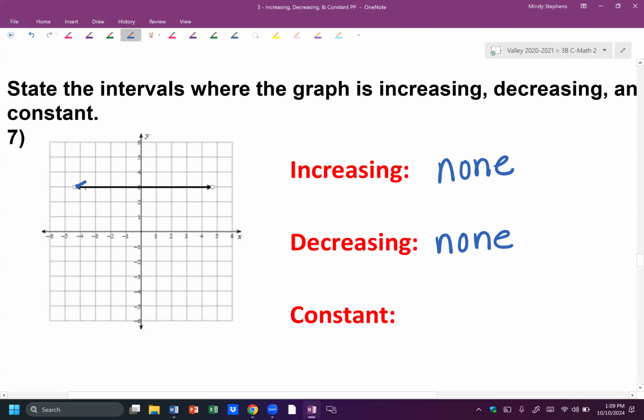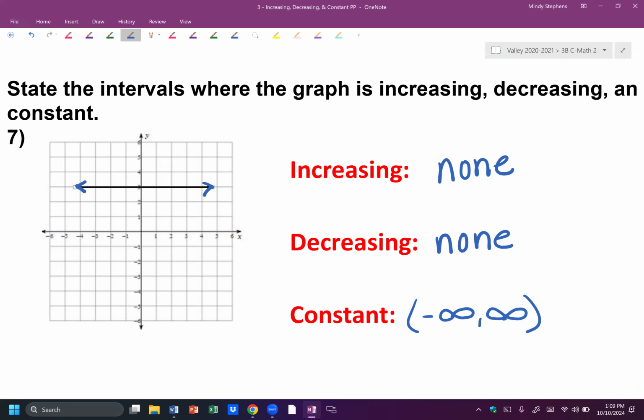So if this is an arrow going forever right, forever left, it is constant forever to the left side, forever to the right side. It's constant all the way across. So it's constant from negative infinity to infinity. And it's never increasing, never decreasing.